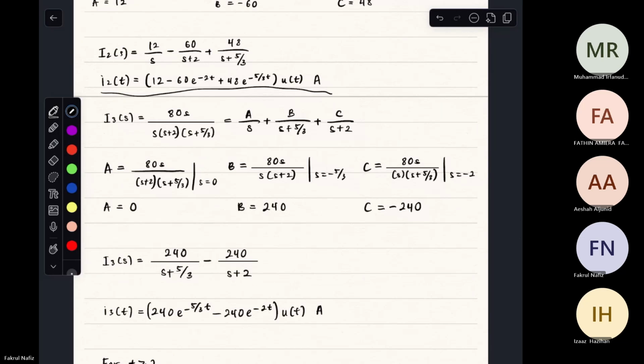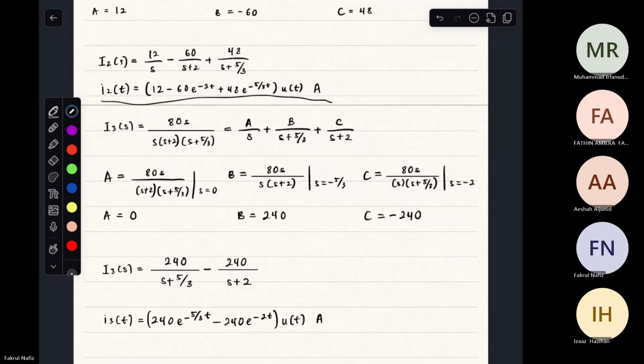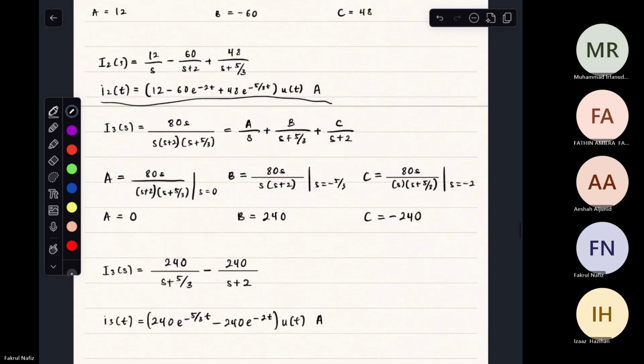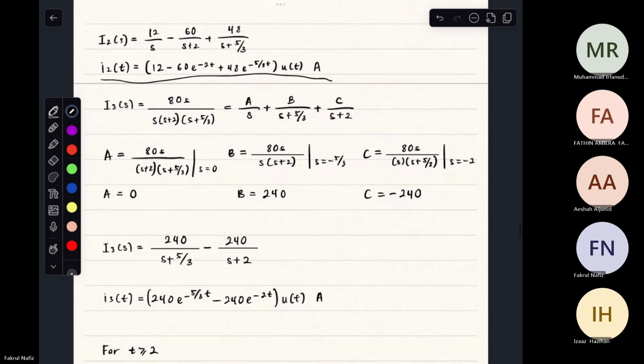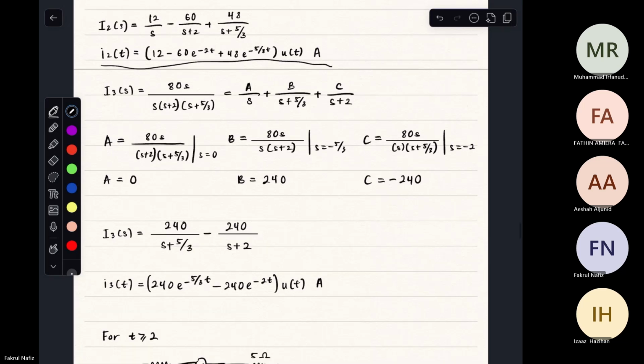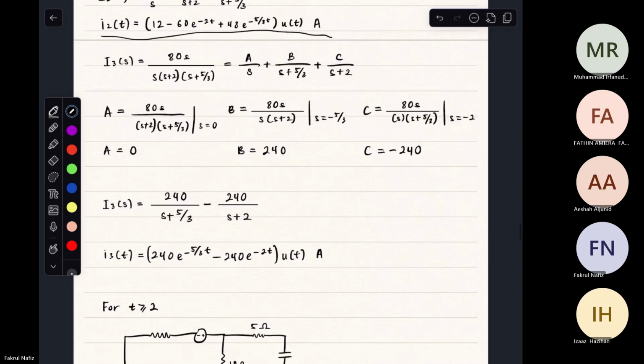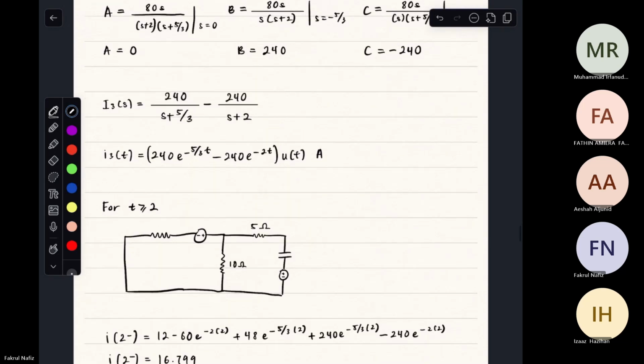Then for I3s, which is equals to 80s over s, s plus 2, and s plus 5 over 3. After that, you should separate them in partial fractions and solve them. You will get A equals to 0, B equals to 240, and C equals to minus 240. And then, substitute back these values into the I3s partial fractions, and you will get I3s equals to 240 over s plus 5 over 3, and minus 240 over s plus 2. Then inverse Laplace equation I3s to get I3t, which is equals to 240 exponential negative 5t over 3, minus 240 exponential negative 2t, multiply with ut in ampere.